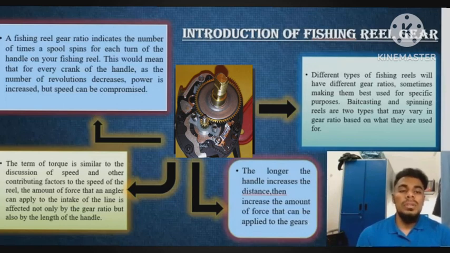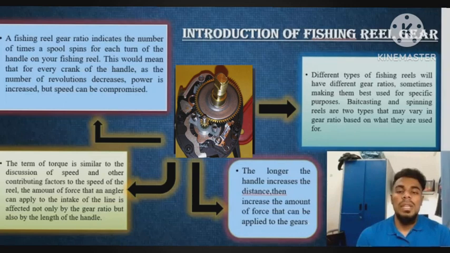Second point, we can know that different types of fishing reel gears will have different gear ratios, sometimes making them best for specific purposes. As we know, baitcasting and spinning reels are two types that vary in gear ratio based on what they are used for.